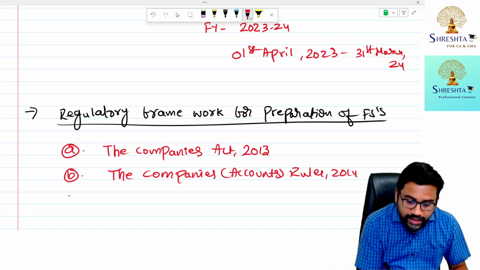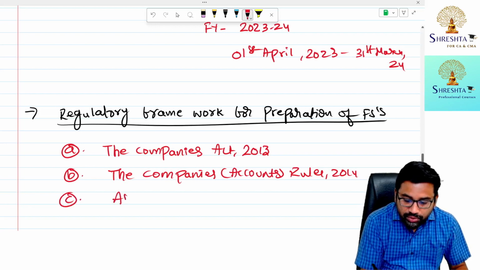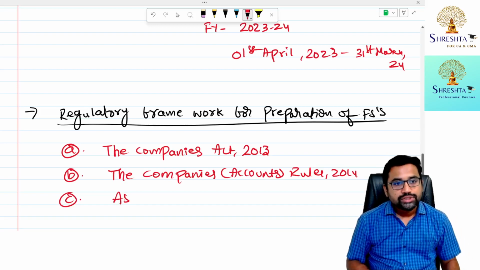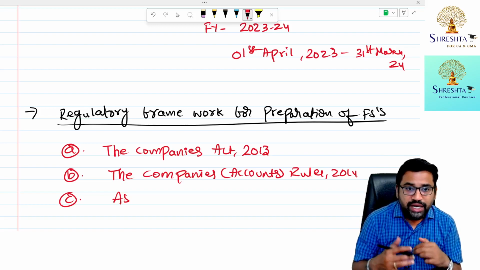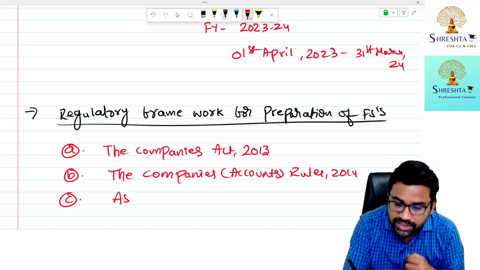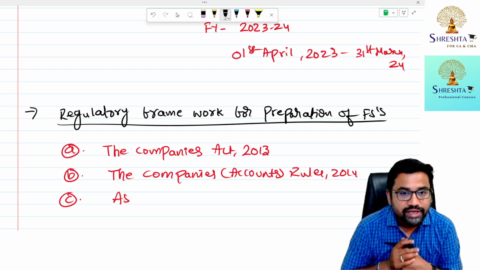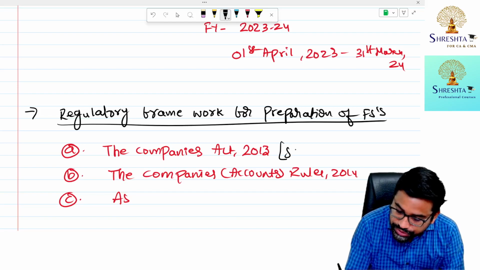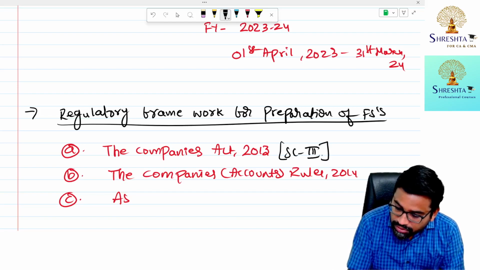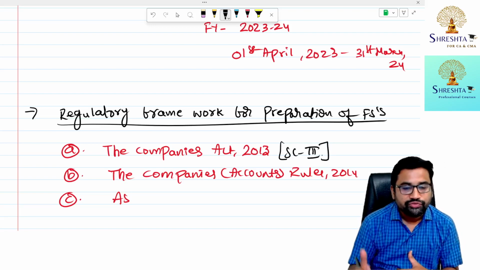This is one thing. And the most important thing is accounting standards. So keeping these three things in mind, we should prepare the financial statements. Now see, important. Sir, where is Schedule 3 here? It is covered here. Schedule 3. I told you Schedule 3 is part of the Companies Act.